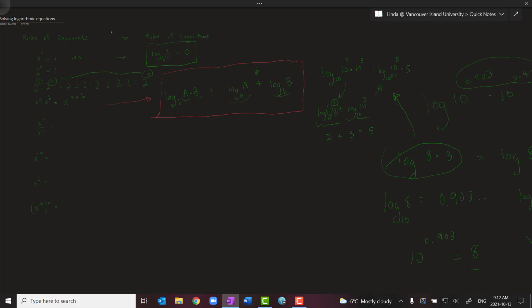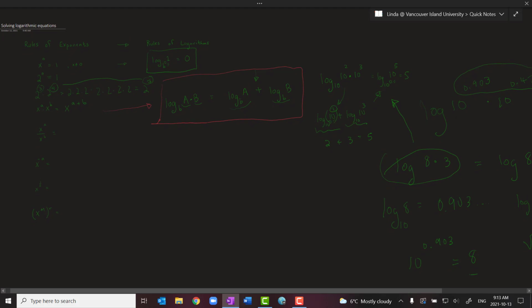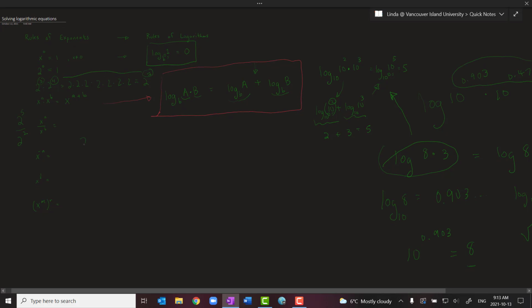Let's do an example again. So if you have 2 to the 5 all over 2 to the 2, then basically the top represents multiplication. So you have 2 times 2 times 2 times 2 times 2, and the bottom represents division, 2 times 2. Well, multiplying by a 2 and dividing by a 2 cancels out. And so we're just left with the 3 2's on the top.